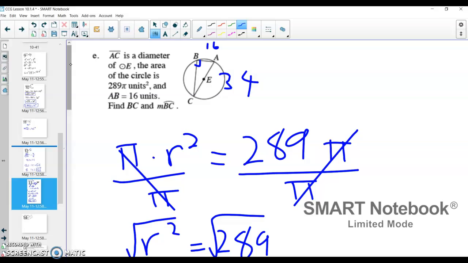Now I need to figure out what the arc measure of BC is. Well, A is the inscribed angle that makes up BC. So if I can find angle A and multiply it by 2, then I can get that arc measure BC. We know that BC is 30. I'm going to use inverse trigonometry to figure out what that angle A is.